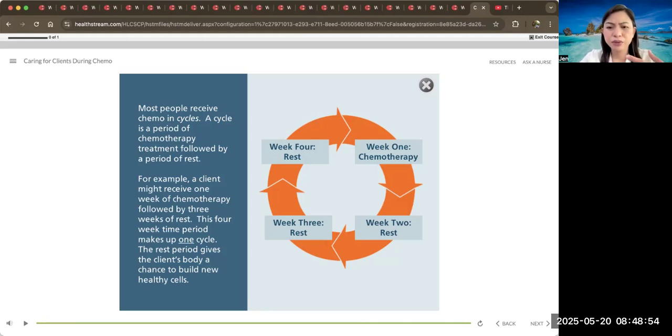So, for example, week one is chemotherapy, and week two and week three are rest periods, and week four is another rest period. Or on week five, another set of chemotherapy will be given depending on the doctor's order. Okay.